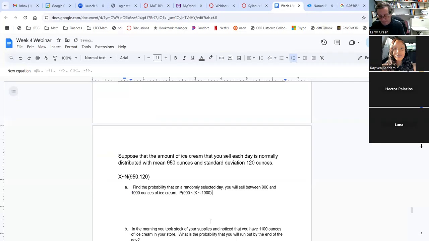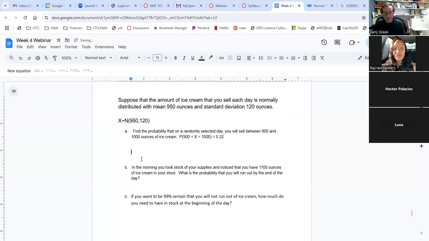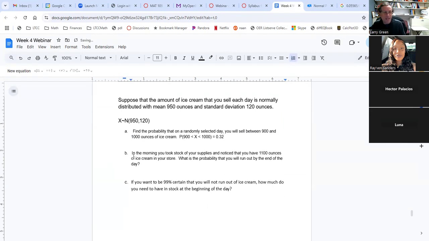Any questions on doing this? Okay, now for part B. In the morning you took stock of your supplies, and you notice that you have 1,100 ounces of ice cream in your store. What's the probability you're going to run out by the end of the day?